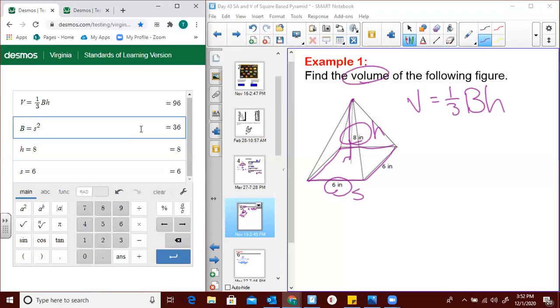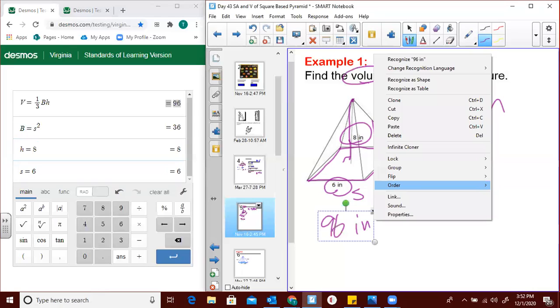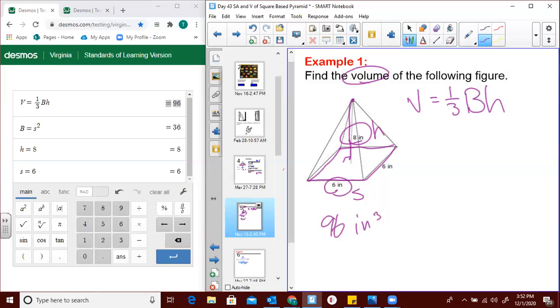Volume equals 1/3 big B times height. And our total answer, our total volume would be 96 inches cubed, or 96 cubic inches. Just be aware that you might see it written differently. Right? That's a U, cubic.